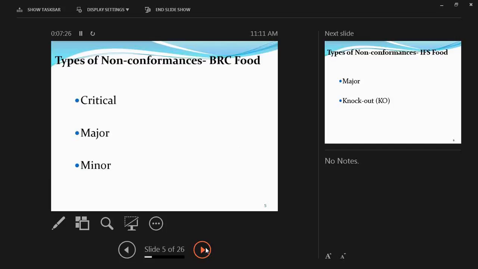The level of nonconformity assigned by an auditor against a requirement of the standard is an objective judgment. It's purely based on the auditor's judgment. It's an objective judgment with respect to severity and risk, and is based on the evidence collected and observations made during the audit. So the auditor collects objective evidence to come to some conclusion. Yeah, this is a critical nonconformity or a major nonconformity.